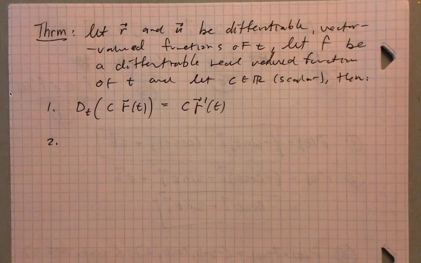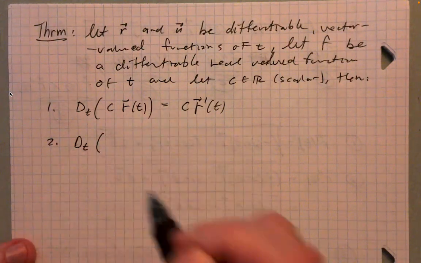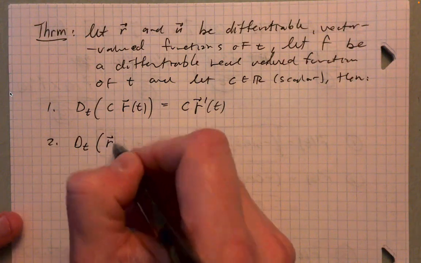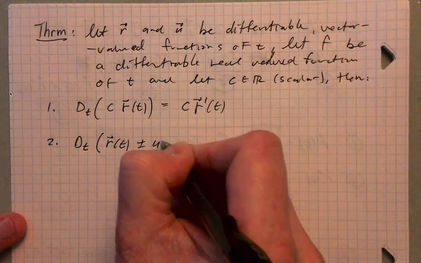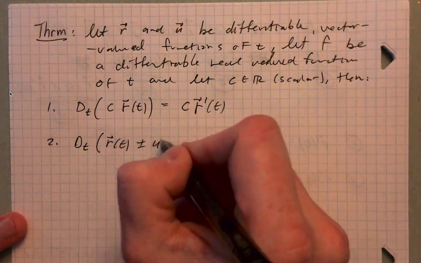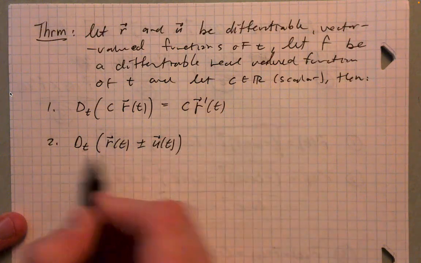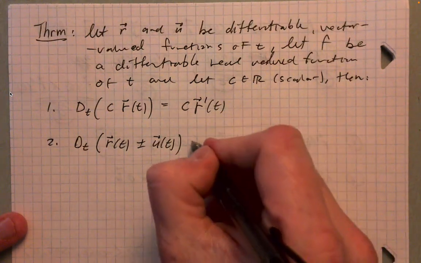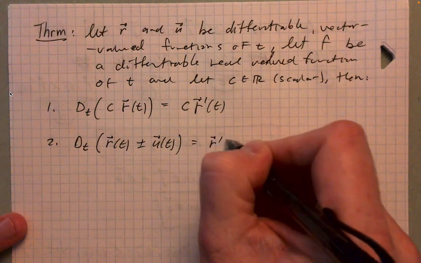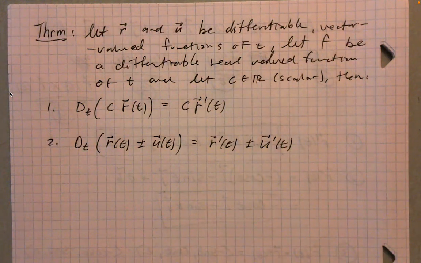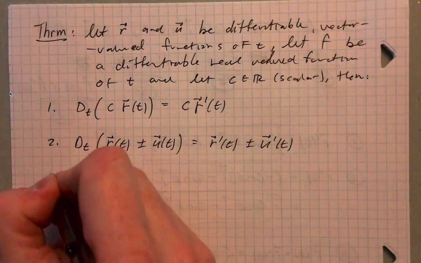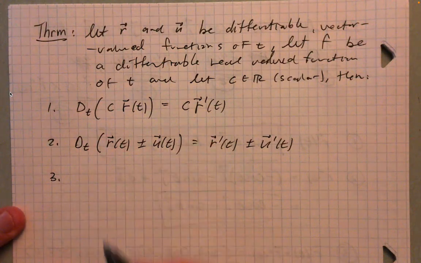Okay. The second one is the derivative of a sum of vector valued functions. So if I have r of t plus or minus u of t, and I'm differentiating that sum or difference, then it's just going to be the derivative of r plus or minus the derivative of u. Just exactly like you'd expect, exactly what you get from a normal real valued function like what we're used to. Now, the next three are kind of interesting.